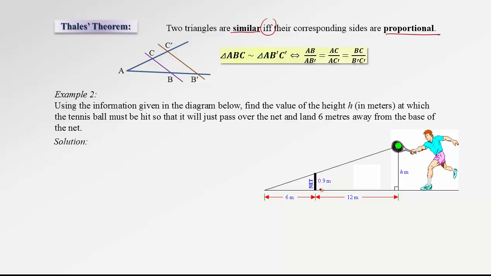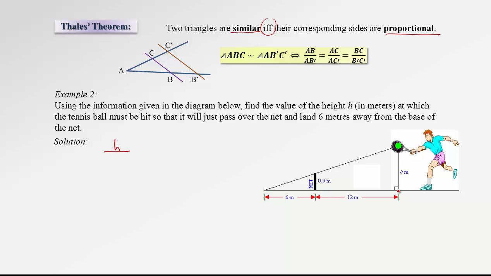From this diagram, we also know that the horizontal distance of the ball from the net is 12 meters. So, since the net and the height of the ball are both vertical, these two triangles are similar, and we can set up a proportion. The height to the base of the big triangle is the same as the height to the base of the small triangle. So let's set it up.